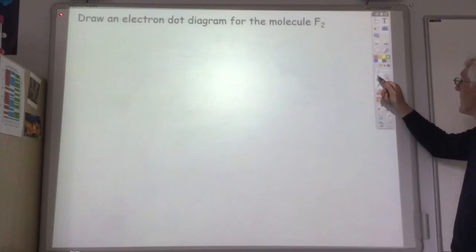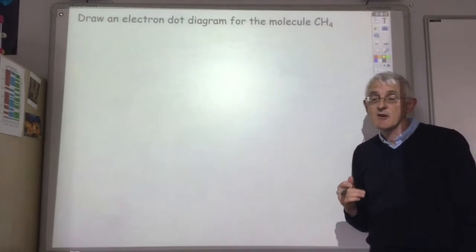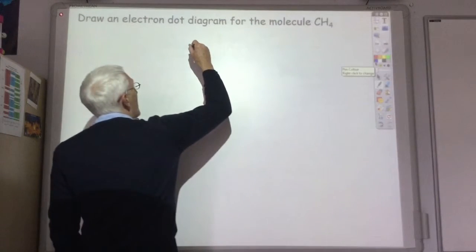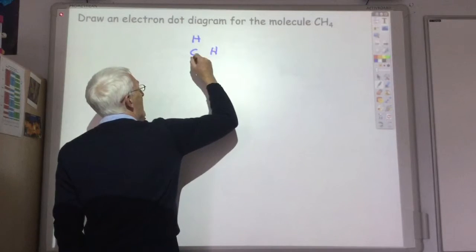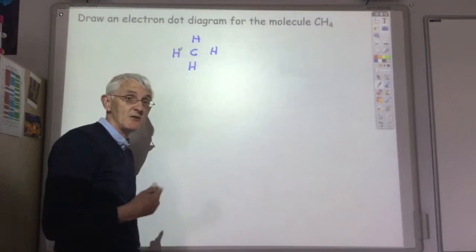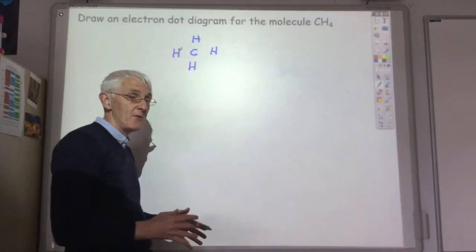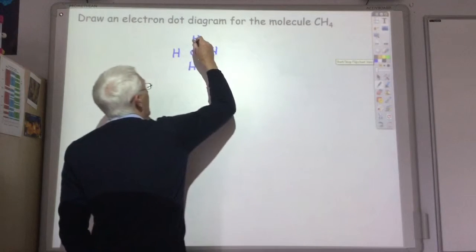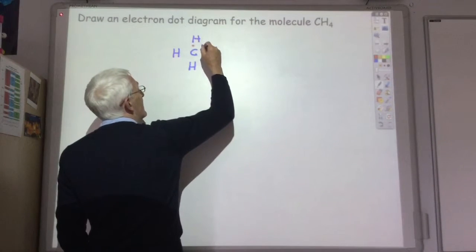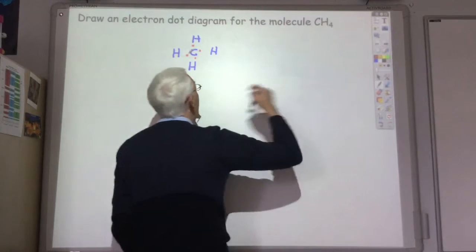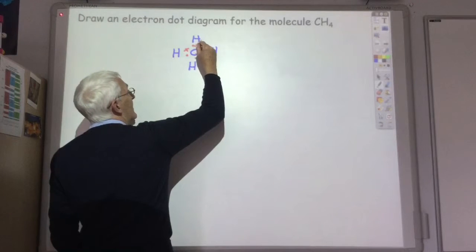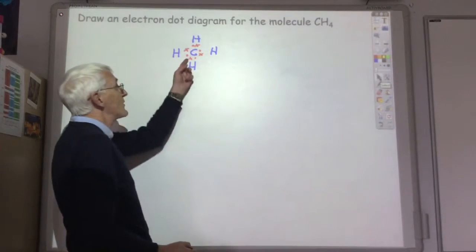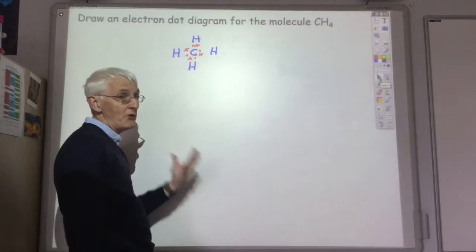Okay, so let's now look at an electron dot diagram for the molecule CH4. Now, when we've just been asked to do an electron dot diagram, we don't need to worry about getting the true shape of the molecule right. We're just showing the electron pairs. So, carbon being in group 4 has got 4 outer electrons. Put one there, one there, one there, one there. And each hydrogen donates 1 electron. So, this molecule has got 4 electron pairs, and they're all bonding electron pairs.